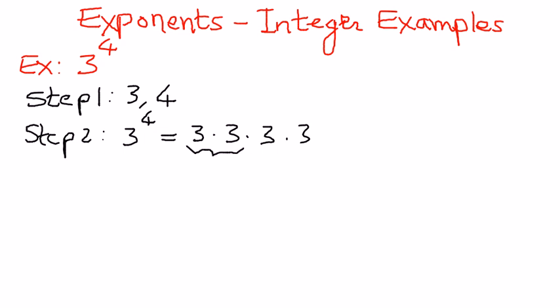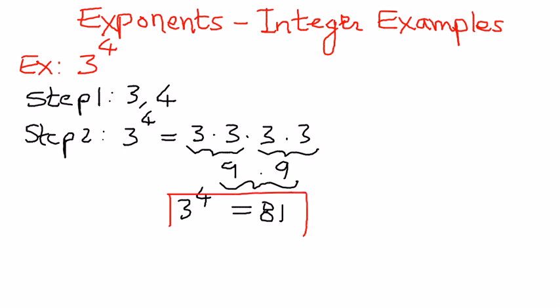3 times 3 is 9. Again 3 times 3 is 9. And then 9 times 9 is equal to 81. So therefore 3 raised to the power of 4 is equal to 81, and this is our answer. This is a simple example, but nevertheless it is explaining the concept. The way we apply the concept to this particular problem is explained in this particular problem.